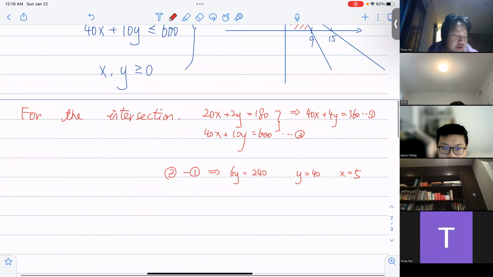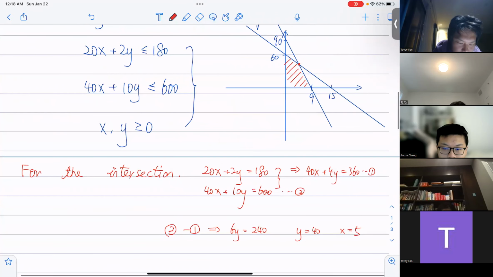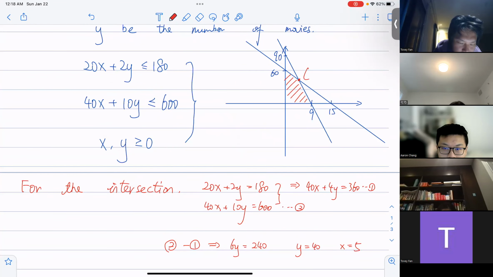Okay, for the intersection, you solve the system of linear equations, right? That should make sense. The solving is pretty easy, so I'm gonna do it quick. And then this intersection is going to be (5, 40).